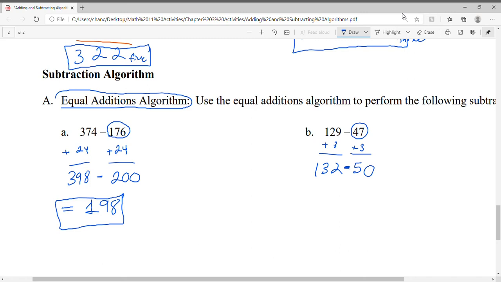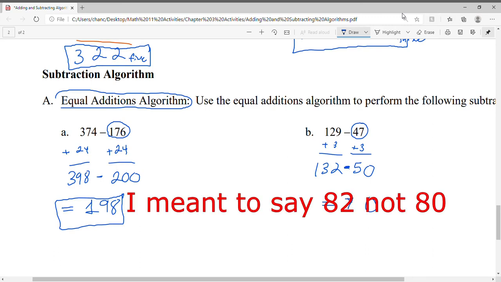Now 129 minus 47 is a lot harder than 132 minus 50. This is doable. I can get my answer pretty quick. I know 2 minus nothing is 2, and 13 minus 5 is just 8. So this gives me 82. Our solution is 82.